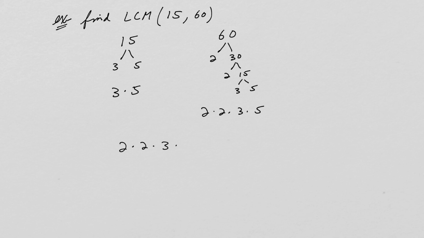And then I go to the 5. How many times does the 5 occur? Once. Here is also once. So I need to take the 5 the greatest number of times, which is once. And if you multiply that out, notice you're going to get 60. So it turns out that one of these numbers, the larger number, could potentially be the lowest common multiple. So what we're saying is 60 is the smallest number that 15 and 60 will go into evenly. 15 goes into 60 4 times, 60 goes into 60 once. So 60 is the lowest common multiple in this case.